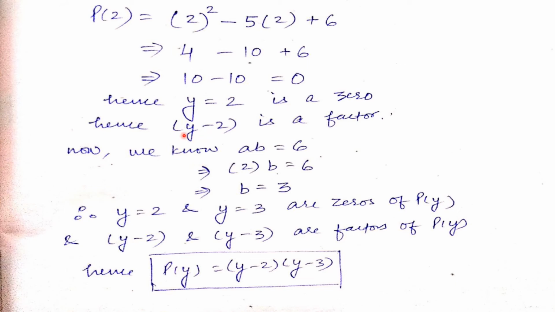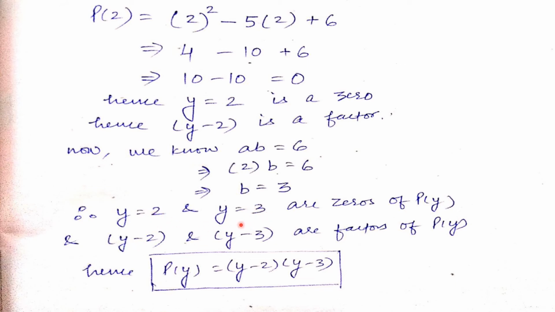Hence, we can say y minus 2 is a factor. Now, I told you in the last slide that ab equal to 6. I've got the value of a, how much? 2. So I'm putting the value of a as 2, b I don't know, equal to 6. So b is equal to 6 upon 2, that is 3. So we have got the two zeros as 2 and 3.